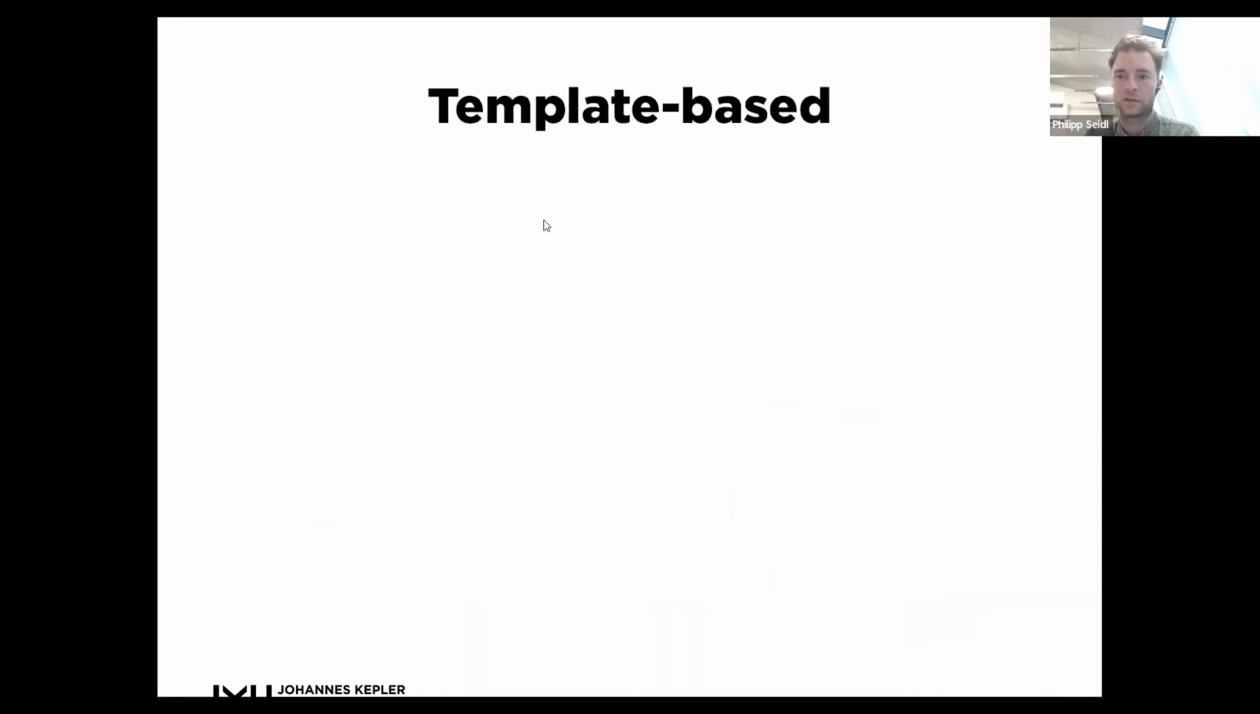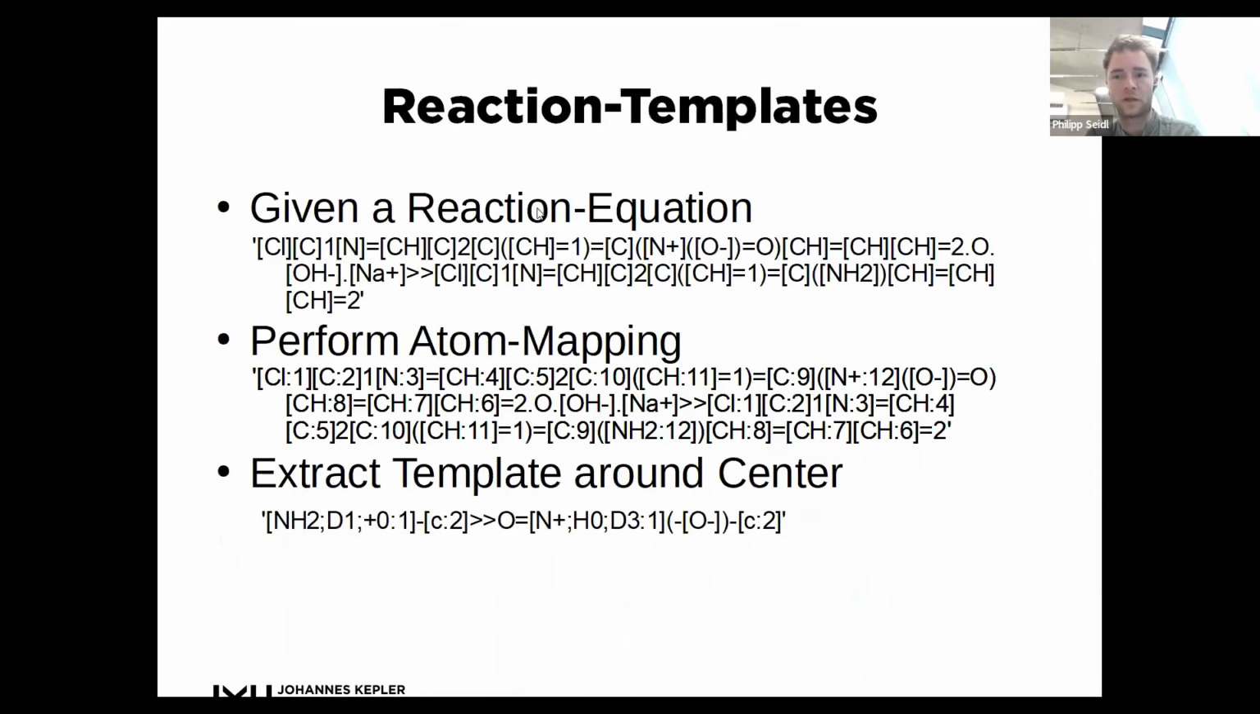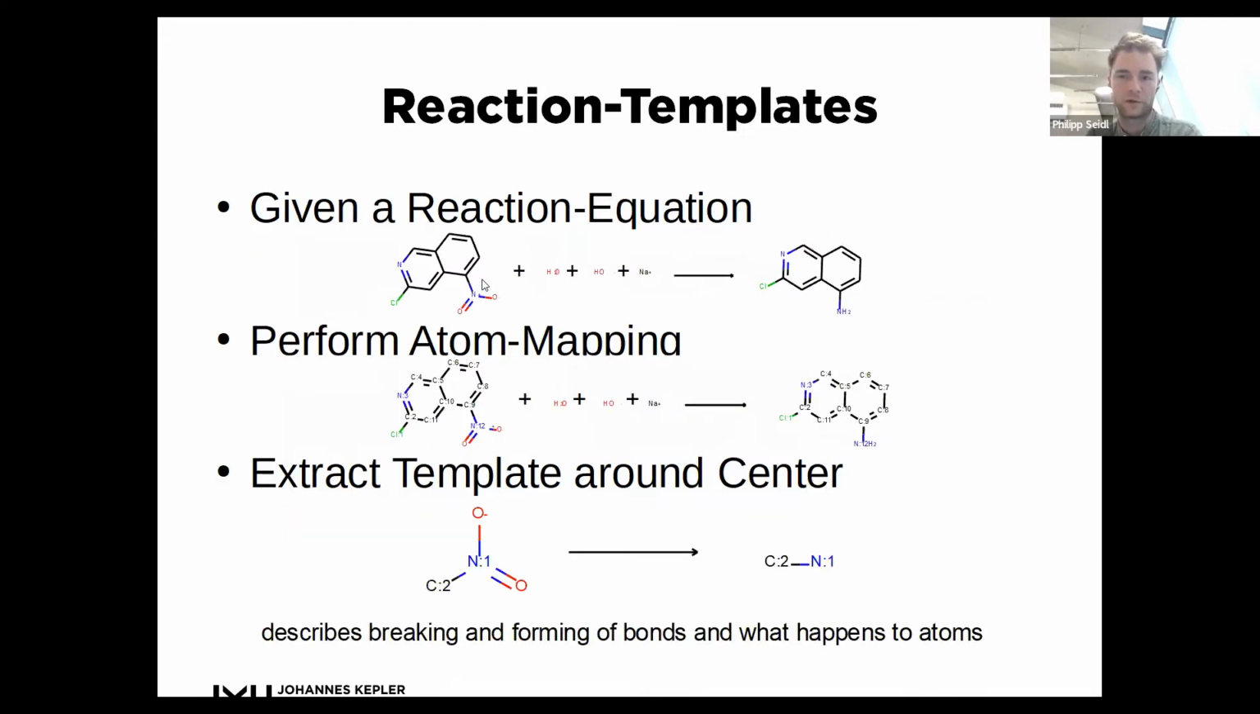So what are those template-based approaches? Or first of all, what's a template? So you're given a reaction equation. This can be from some database. And here I've noted the Smiles representation, but it's really ugly to look at for humans. So we really prefer this representation of molecules. And the first step that we do actually is we perform atom mapping.